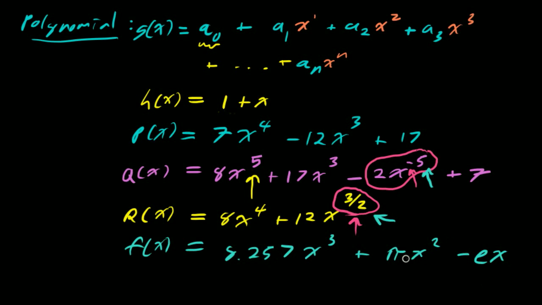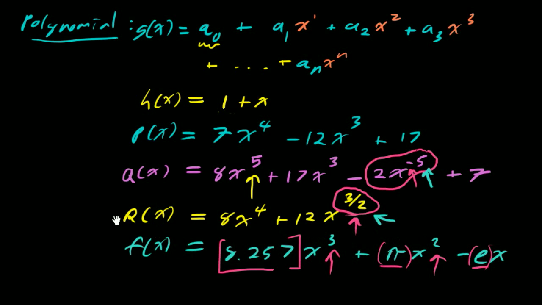This is a polynomial too, even though none of these numbers that I've got as coefficients are whole numbers. So that's 8.275, that's pi, that's e. Because all of the powers of x that I have in this expression are positive whole powers of x, this is going to check out. This is going to be exactly what we're looking for in a polynomial.